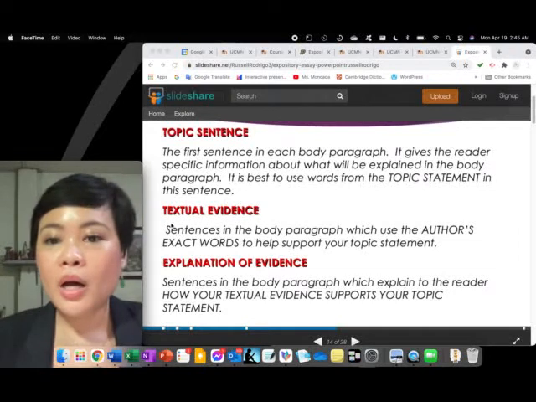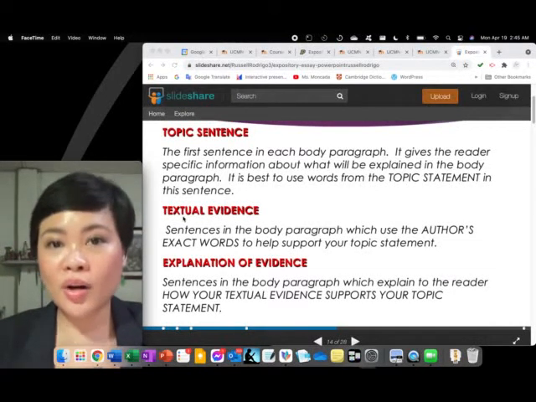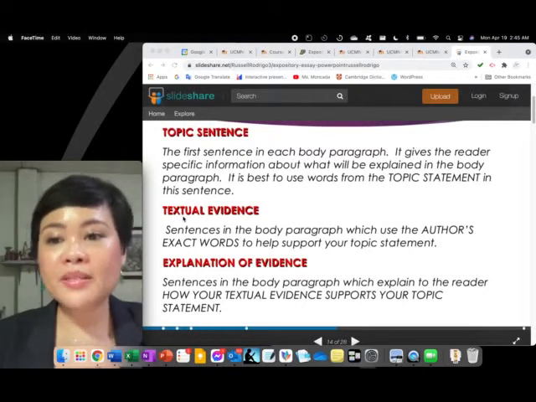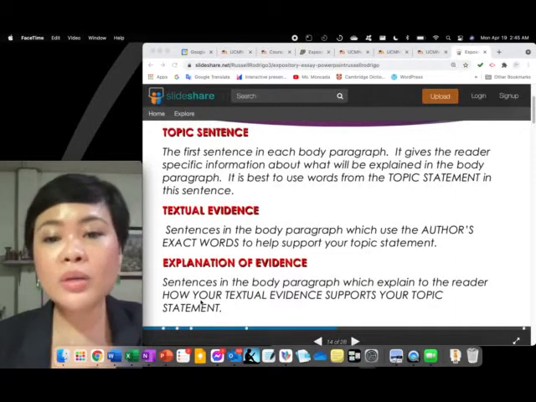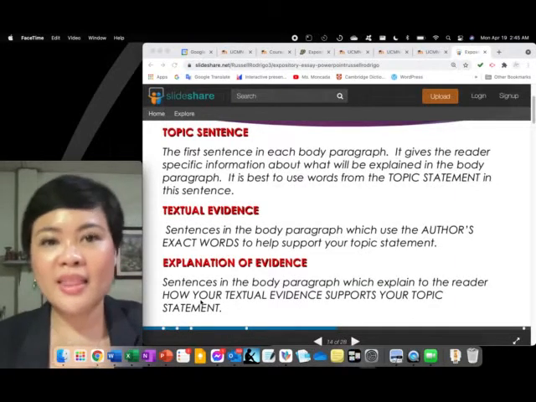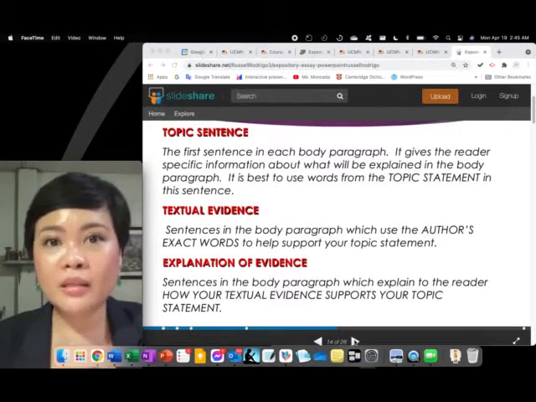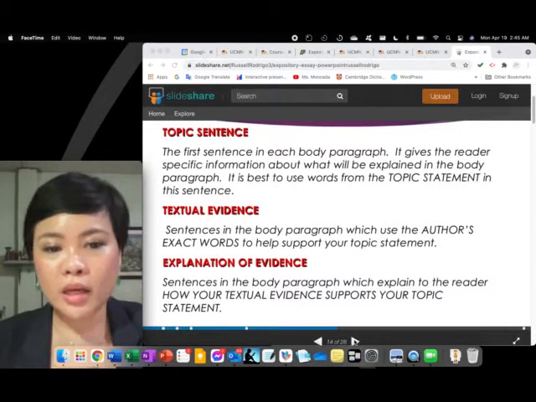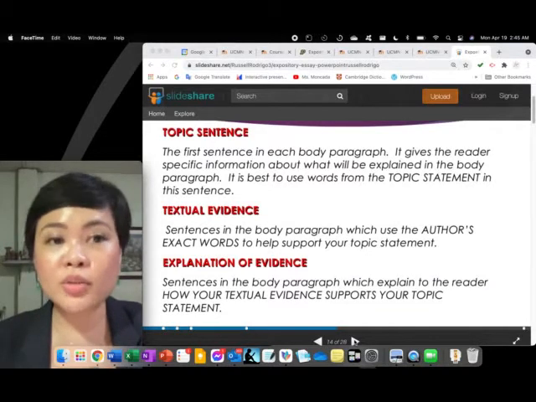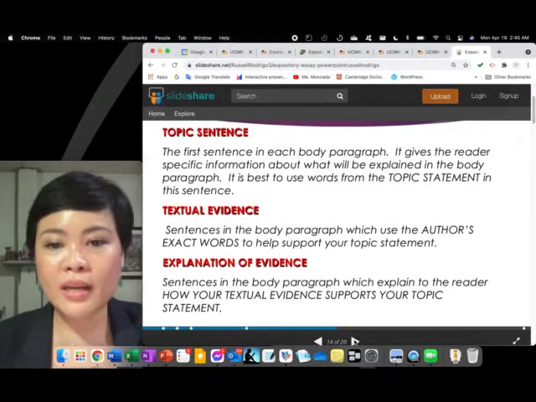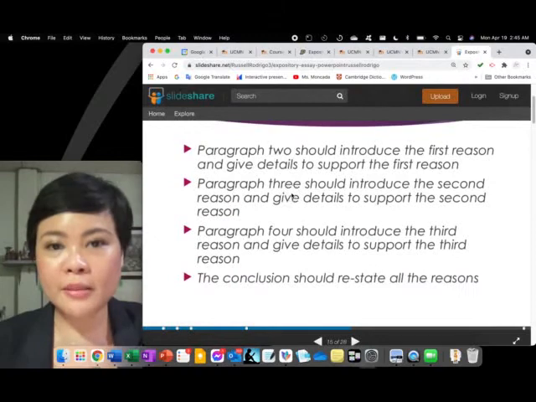Aside from that, there should be textual evidence. So these are the quotations that I mentioned earlier. Examples, statistics, if you need them. Okay, and of course, explanation, like the example that I've given earlier as well. So you need to explain. Not explaining it is not good enough. It's a disrespect to the reader, right? So please don't overlook that.